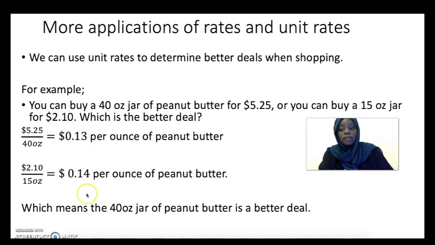Now, when we compare both unit prices, we obviously see here that 0.13 is cheaper, or is less than 0.14. Hence, that makes the 40-ounce jar cheaper than buying the 15-ounce jar. And that means that the 40-ounce jar of peanut butter is a better deal in this case.